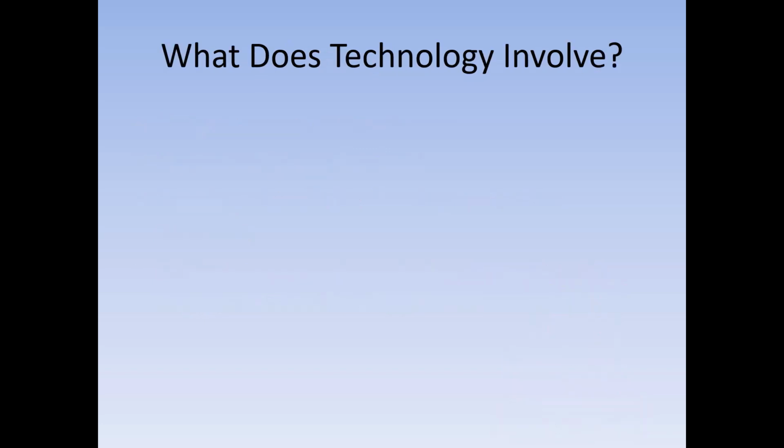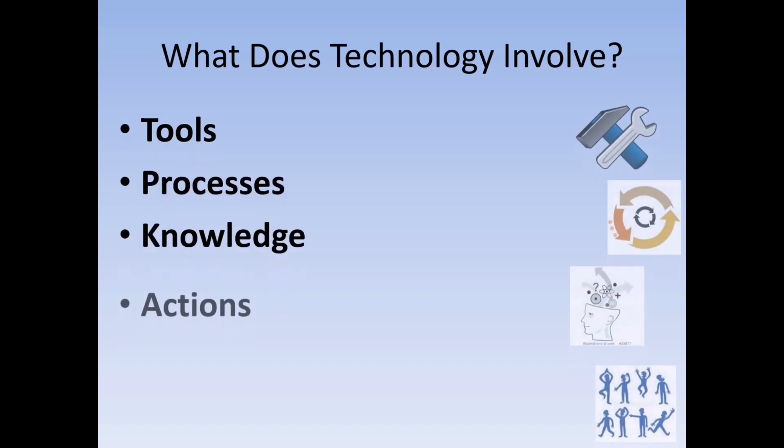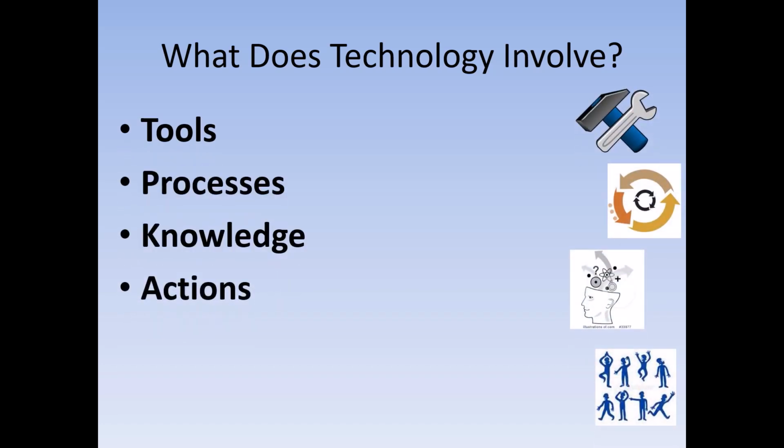All right. So there's a few things that technology involves. And what I'd like you to do is write down these 4 things: tools, processes, knowledge, and actions. But I'd like you to leave maybe 2 or 3 lines in between each one, because we want to take some time to define these. Okay?